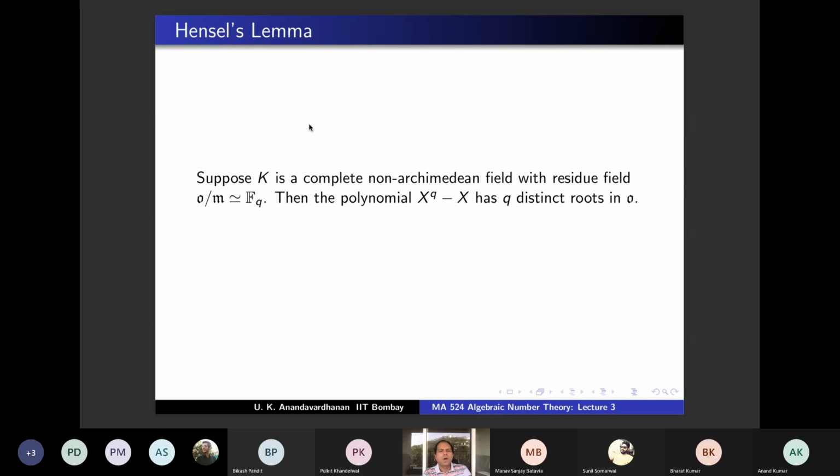Yeah. So this is important. These roots that you are lifting, the lifted roots, are called the multiplicative representatives of FQ in O, and in many places you might also see another word.